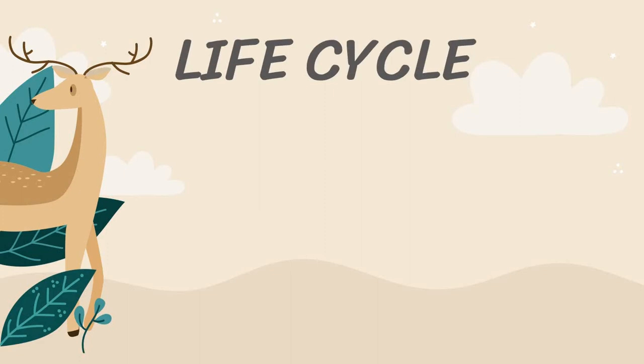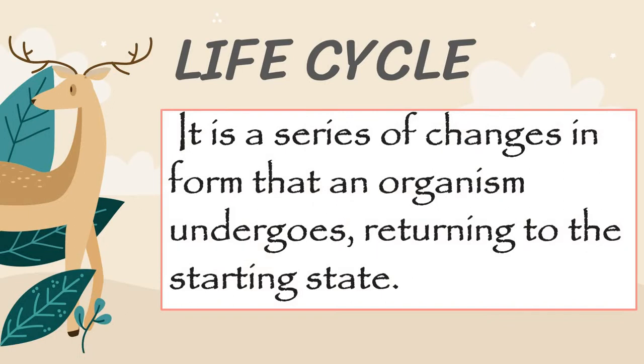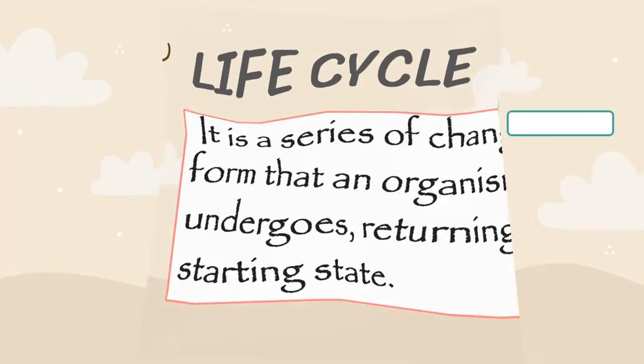What is a life cycle? It is a series of changes in form that an organism undergoes, returning to the starting state. Or a life cycle is a pattern that is repeated again and again.